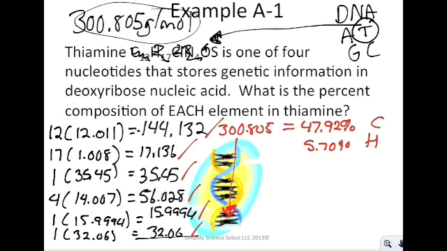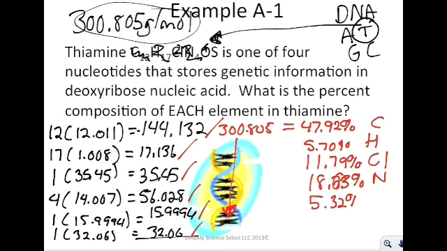For chlorine, it is 11.79%. For nitrogen, it is 0.63% nitrogen. For oxygen, it is 5.32% for oxygen. And for sulfur, it is 10.66%.